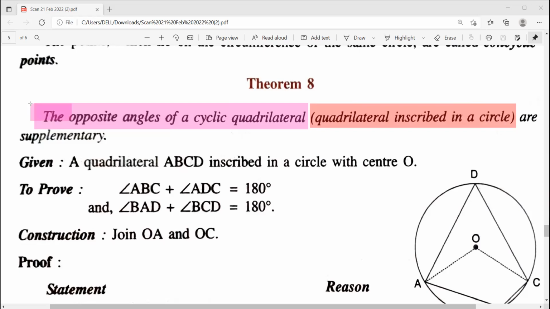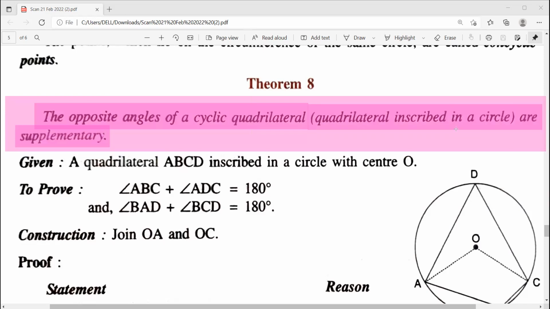See, the opposite angles of a cyclic quadrilateral are supplementary. When you say two angles being supplementary, what does that mean? It means that the sum of two angles is equal to 180 degrees. Okay. So here the theorem is the opposite angles of a cyclic quadrilateral are supplementary. So students, please write the statement in your notebook. Make sure that you write it. Very important statement. You are going to have problems based on this.